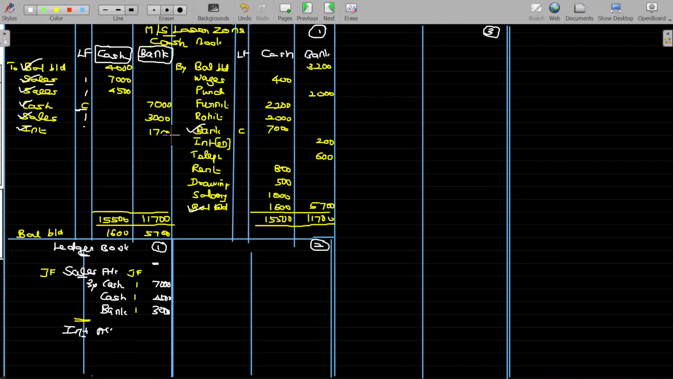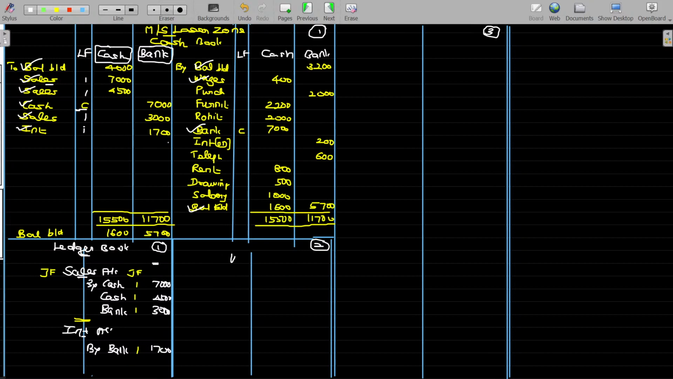In the interest account, as the value is on the debit side, I have to post that value on the credit side, 1700, by bank. That's all. The reference will be folio number 1 here, number 1 of the ledger folio. Leave the balance, and now we'll go for the wages.